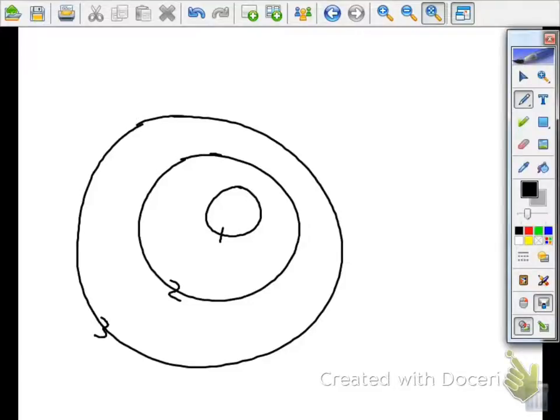Well, first of all, I'm going to show you a formula for that. I'm going to go ahead and say the number of electrons in a shell is a basic formula, and that's going to be 2n squared, where n is the principal quantum number.